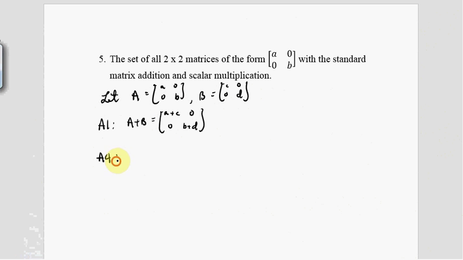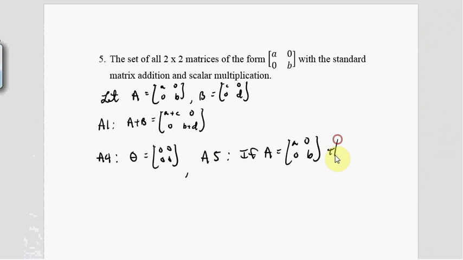A4, for the 0 matrix, the standard 0 matrix for 2x2. A5, the negative. If A is equal to [[a, 0], [0, b]], then negative A is equal to [[negative a, 0], [0, negative b]]. Right. It's going to be the standard negative for this type of matrix.